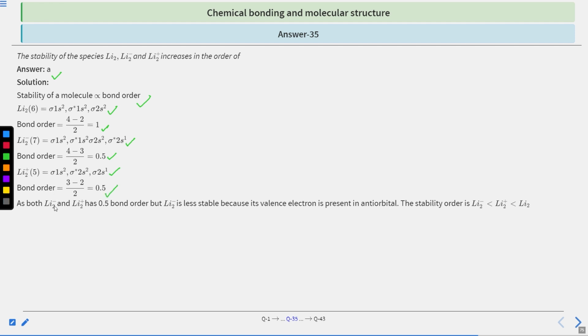As both Li2 negative and Li2 positive have 0.5 bond order, but Li2 negative is less stable because its valence electron is present in anti-bonding orbital, you can see here. Hence, the stability order will be most in Li2, then Li2 positive, and then Li2 negative. So, option A will be the correct answer.